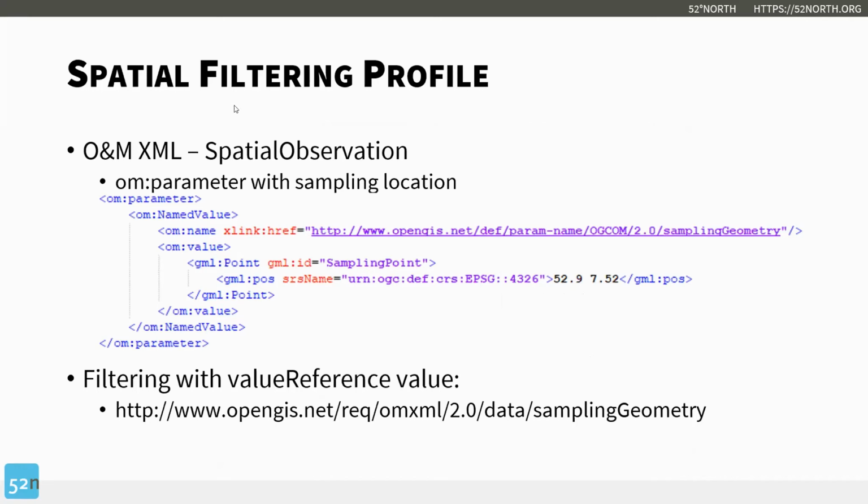And this spatial filtering profile of the SOS standard basically defines how to use this OM parameter, which I have shortly mentioned before, as extended meta information about an observation for expressing efficiently the sensor location where a value was measured. So if you are dealing with mobile sensors, that will be something which is interesting.